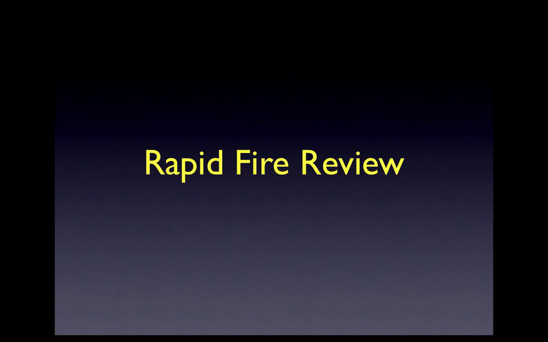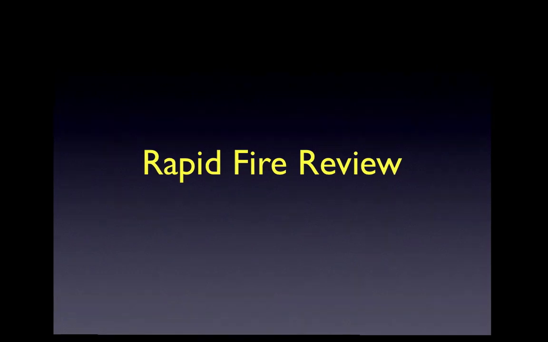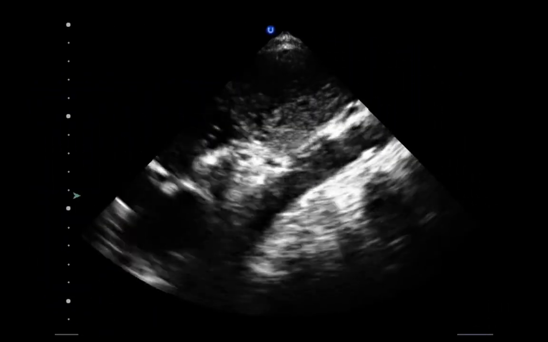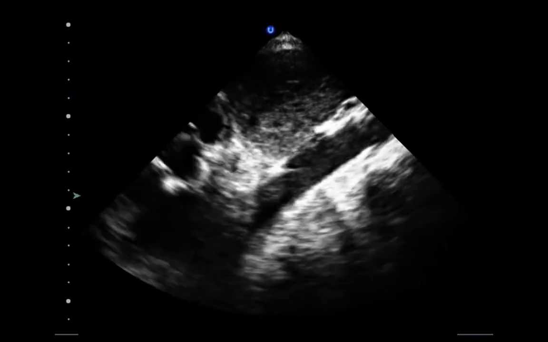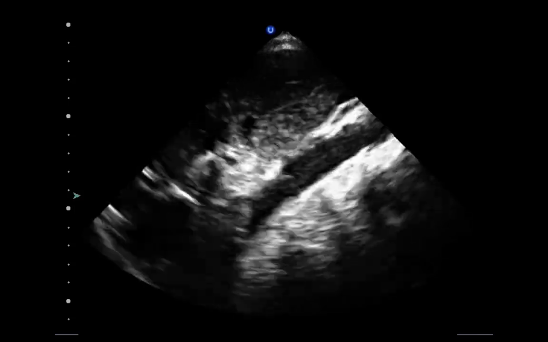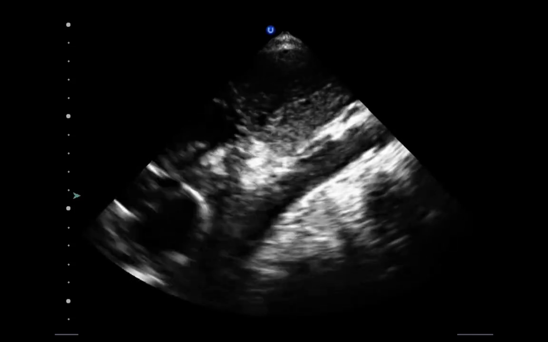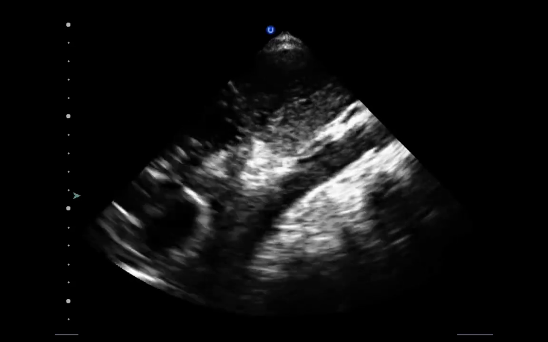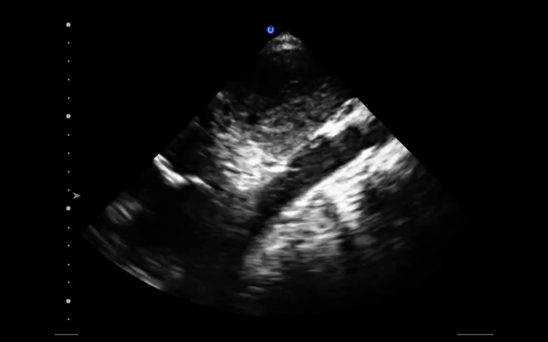Let's just do a quick rapid fire review to drive home some important points. So what do you see here? This is a very short clip, I know. So this is actually an aorta. Okay, this is not an IVC. I wanted to start off with this clip just to once again emphasize that you cannot call it an IVC until you visualize the relevant sonoanatomy.